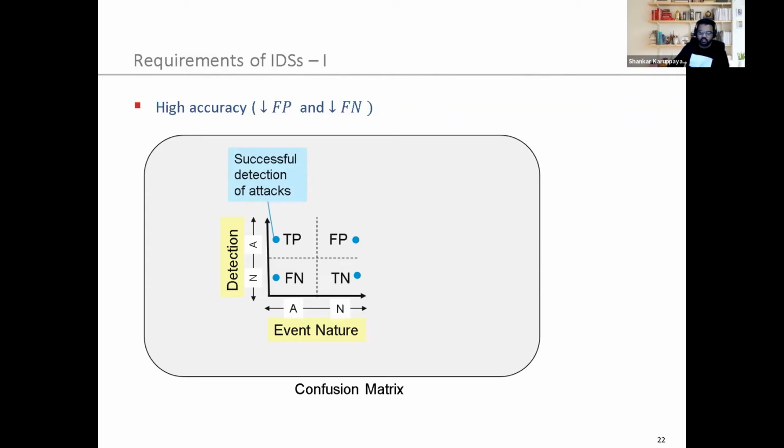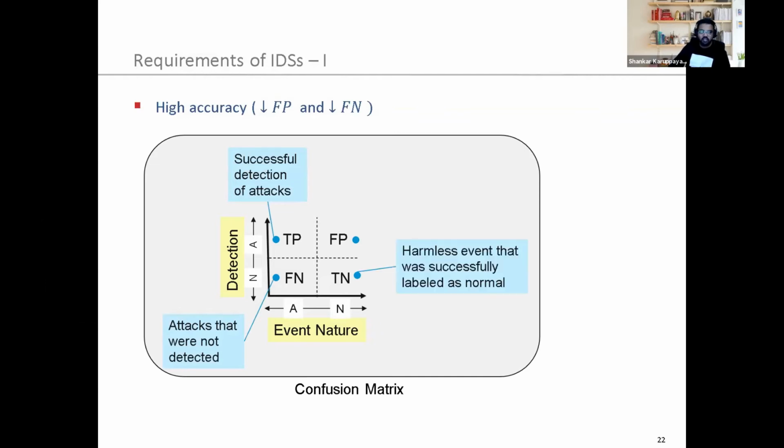So true positives here are successful detection of attacks. So if there was an attack, we were able to detect that successfully. False negatives is attacks that we failed to detect for whatever reason. True negatives were harmless events that were successfully labeled as normal, which means it was not harmful. We did not classify it as harmful or an alert.